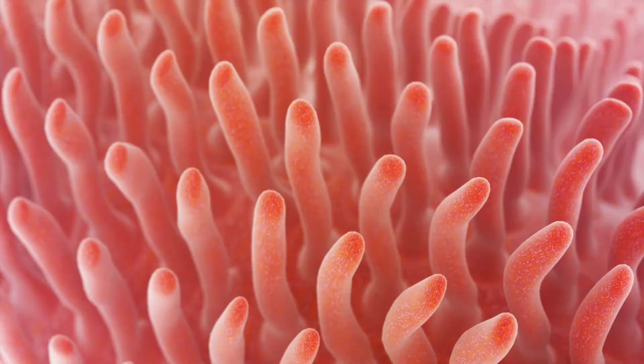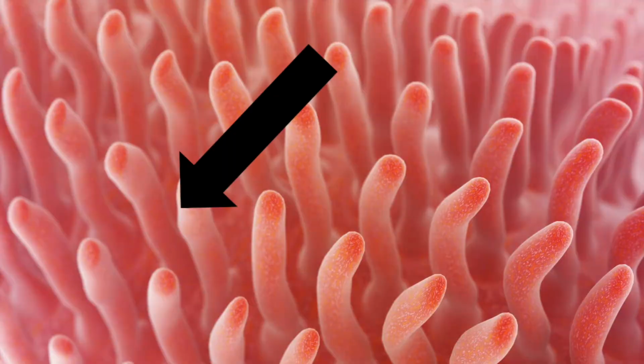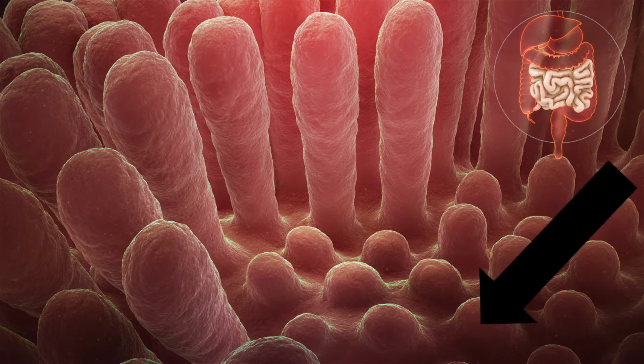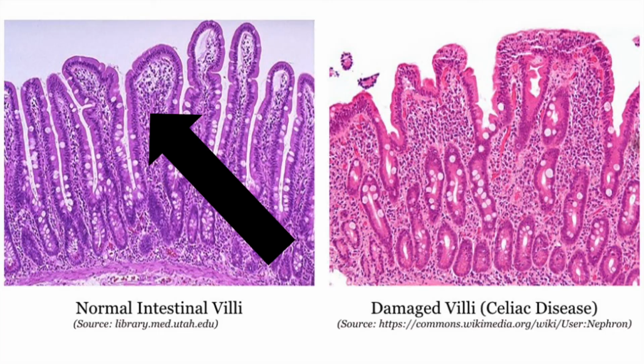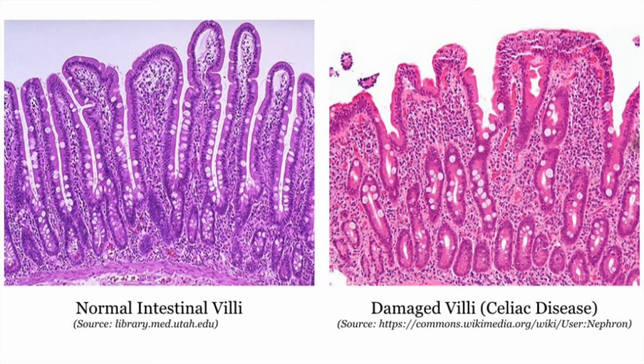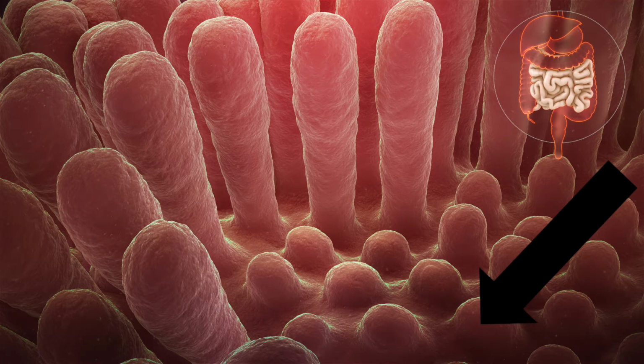This is the inside of a small intestine. All of these structures are villi. And these villi have a much larger surface area than these villi here, with a much lower surface area. On the left are normal intestinal villi, and they have a much larger surface area than the damaged villi on the right. These villi are the villi of someone with celiac disease. So someone with celiac disease is going to have a much lower surface area of villi in their small intestine.